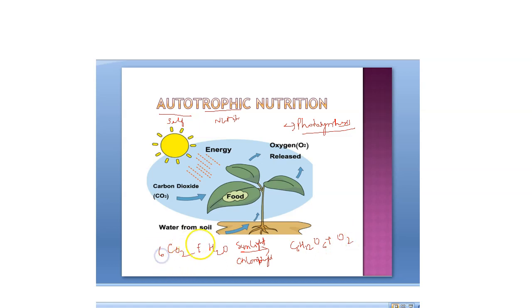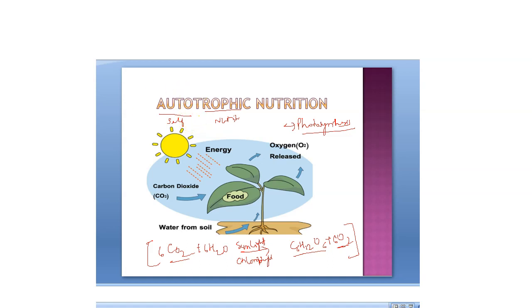So I am balancing this equation. Here we can see carbon dioxide is reduced to a molecule of glucose, and lysis of water has released oxygen in this process. So in this way the process of photosynthesis goes on, and it is one of the best examples of the autotrophic mode of nutrition.